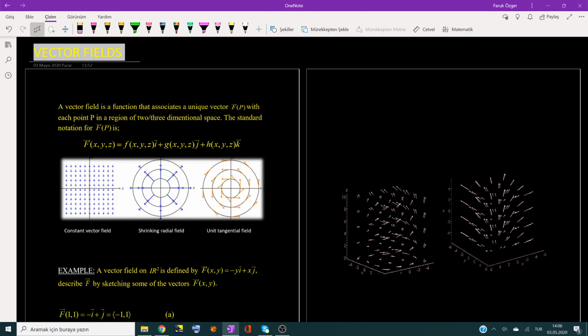Hello everyone. The term vector is used to indicate a quantity, such as displacement or velocity or force, that has both magnitude and direction.